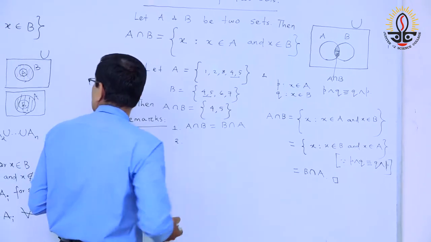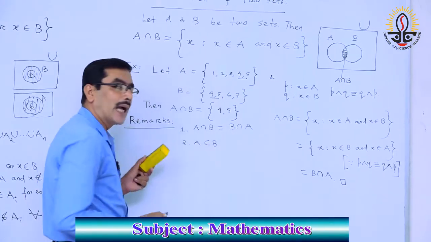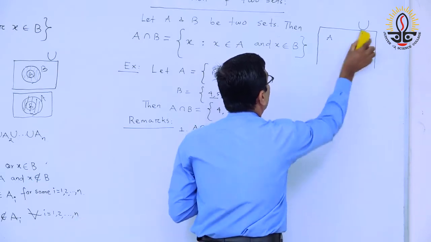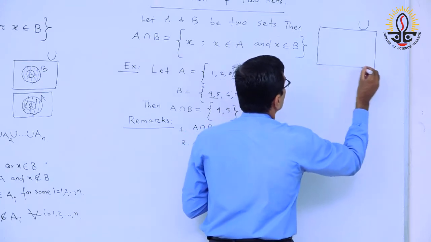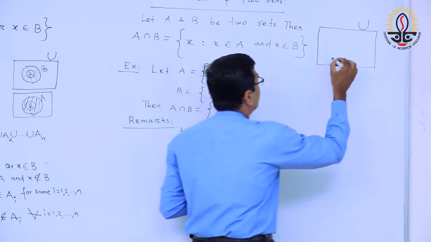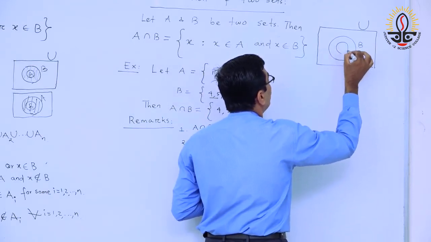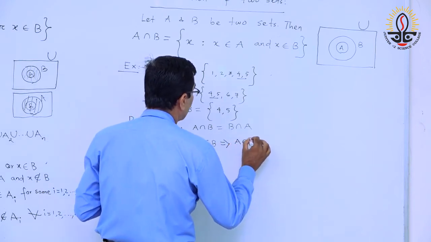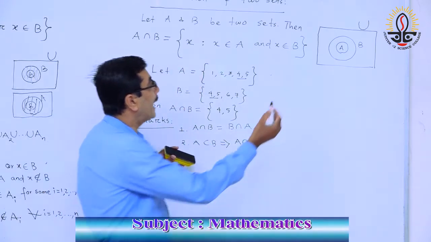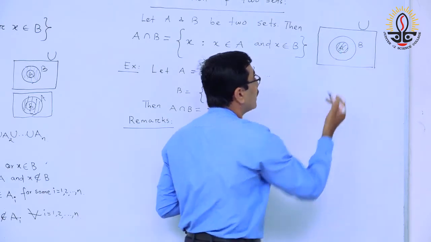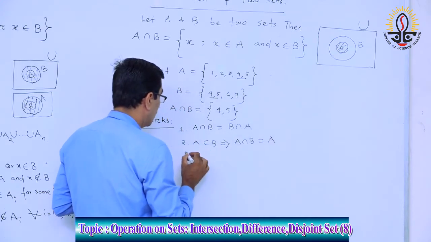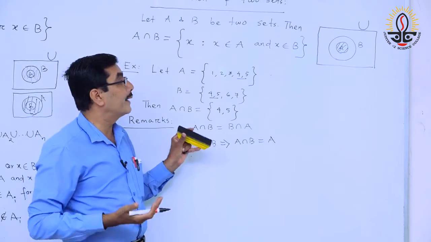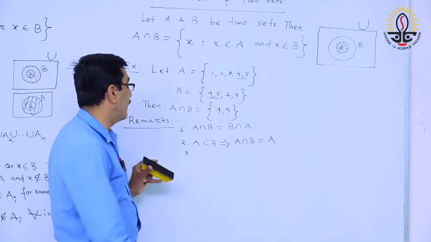Then the second one: if A is a subset of B, what is the relationship between the sets at the intersection of the two sets? If you draw the Venn diagram here and show that A is a subset of B, then this will be set B and this will be set A, right? If A is a subset of B, then A intersection B is nothing but A. If you know how to draw the Venn diagram of the sets, this is very easy for entrance examinations. A subset of B implies A intersection B is equal to A.